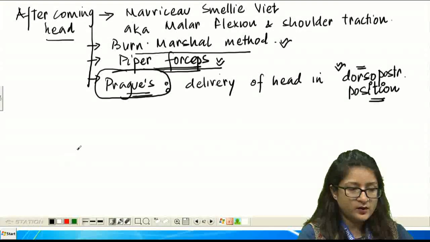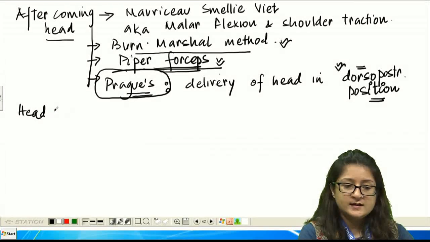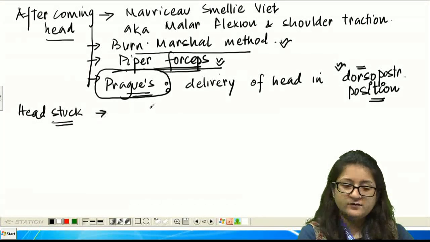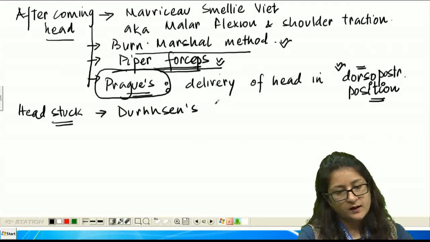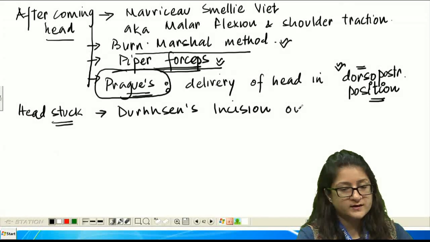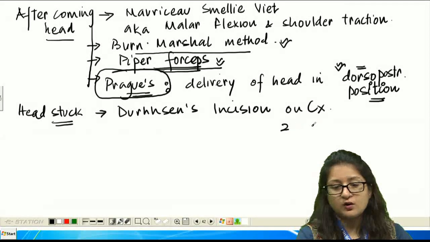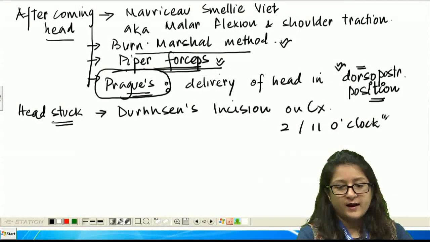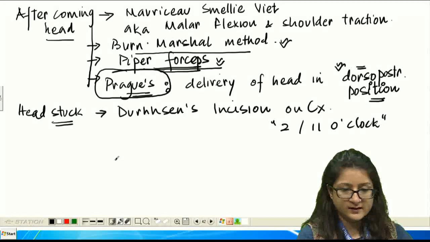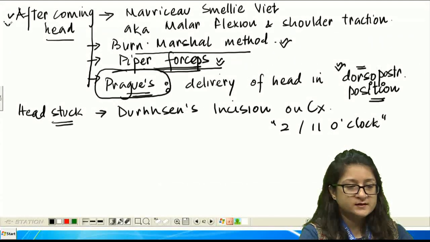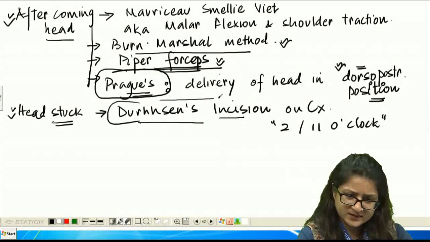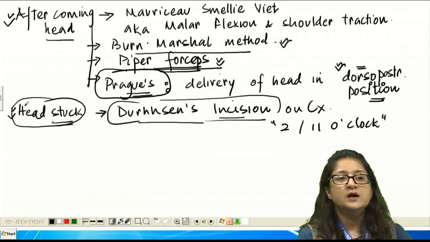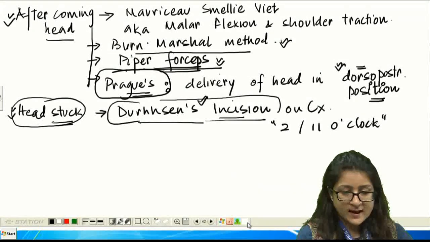All right. Another important point is that sometimes the aftercoming head gets stuck. Then we can use the Dührssen's incision. Dührssen's incision is given on the cervix at the 2 o'clock or 11 o'clock position, and that can widen the cervical area and lead to delivery. So this is about the maneuvers of the aftercoming head for breech. Dührssen's incision is not a maneuver, but I'm specifying it here because it's a useful step, and obviously a question can be asked on where Dührssen's incision is used.